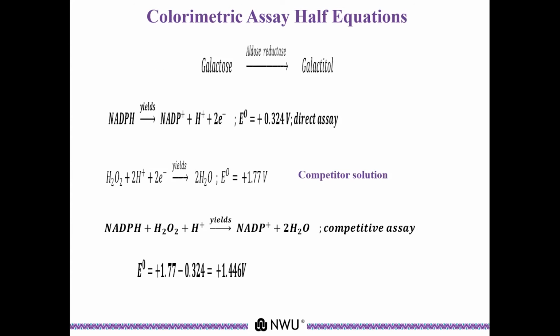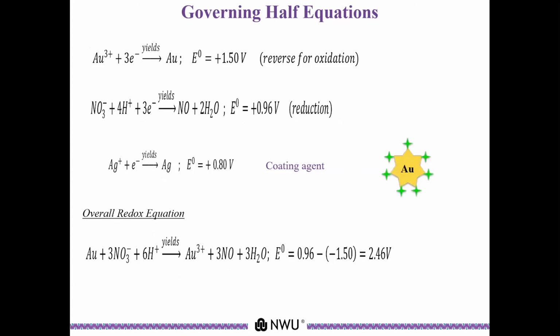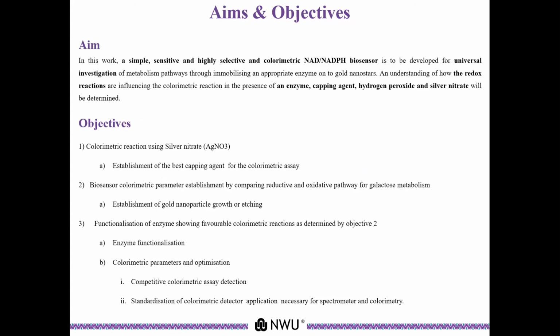And this is the colorimetric assay half equation. The peroxide will act as a competitor in the reaction mixture, and this will be the E theta value of the overall reaction. And these are the expected results. I'll be using mainly my aldose reductase. Currently, I've managed to deal with objective 1, and I think in the near future, maybe next week, I'll be sending this article to the publishers so that they can verify it and maybe publish it.